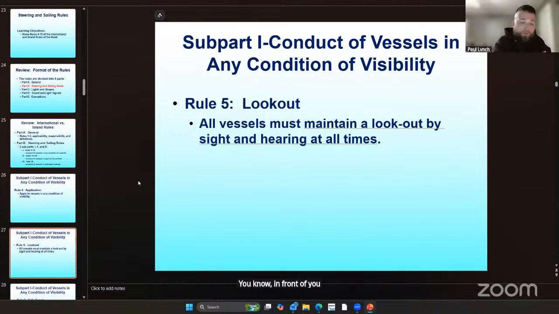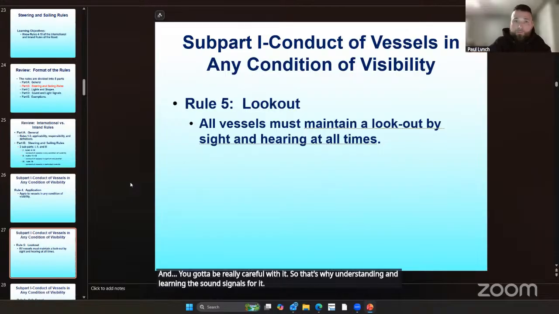Like we mentioned, especially on radar, it runs on relative motion, which is relative to the actual ship's centerline. A lot of times I drive in the fog. It's not the funnest thing in the world. I can't stand it, but it happens a lot, and you've got to be really careful with it. That's why understanding and learning the sound signals for it is really important.